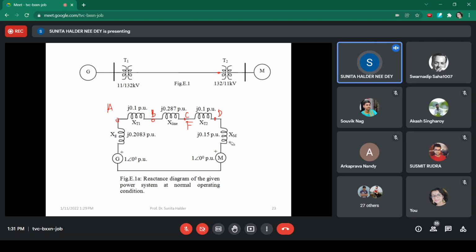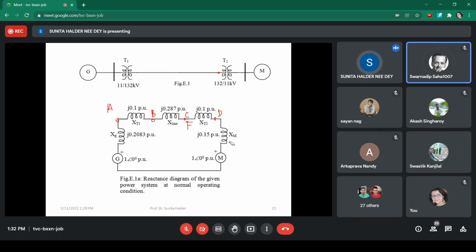And if it is the HT side of the generator transformer, which point will it be? And the motor terminal, if the fault is at the motor terminal?